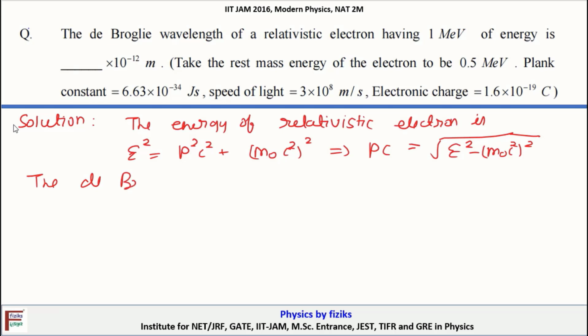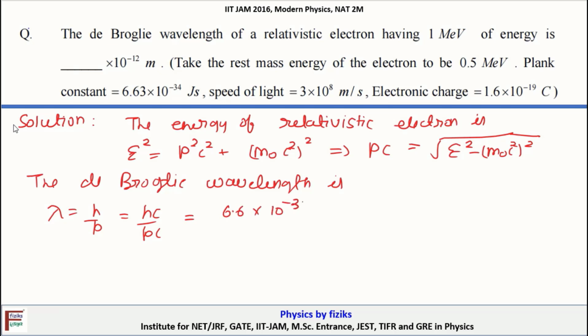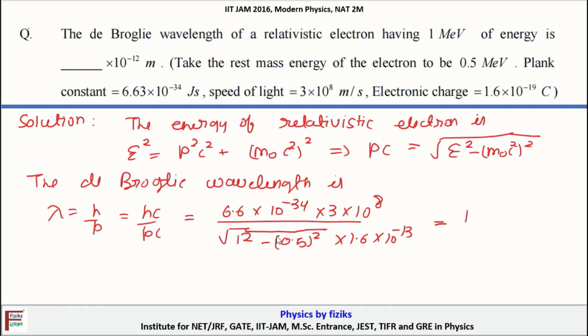De Broglie wavelength lambda is equal to h by p, equals hc by pc, equals 6.6 into 10 to the power minus 34 into 3 into 10 to the power 8, divided by the value of pc, which is 1.42 into 10 to the power minus 12 meters. So our answer here is 1.42.